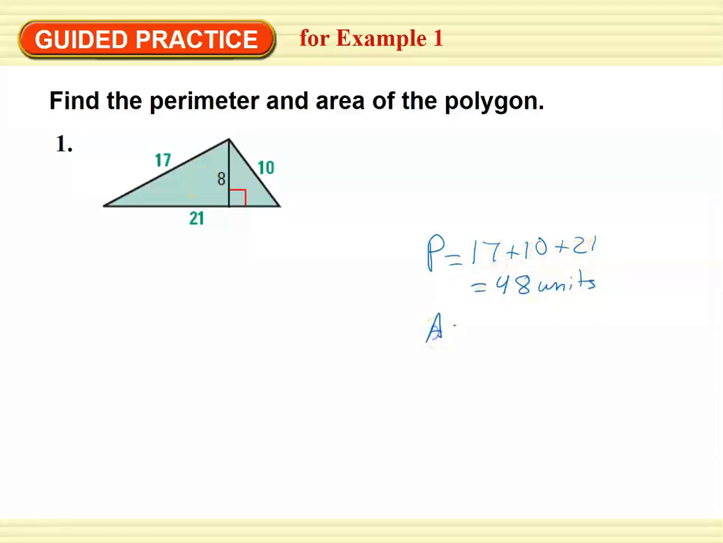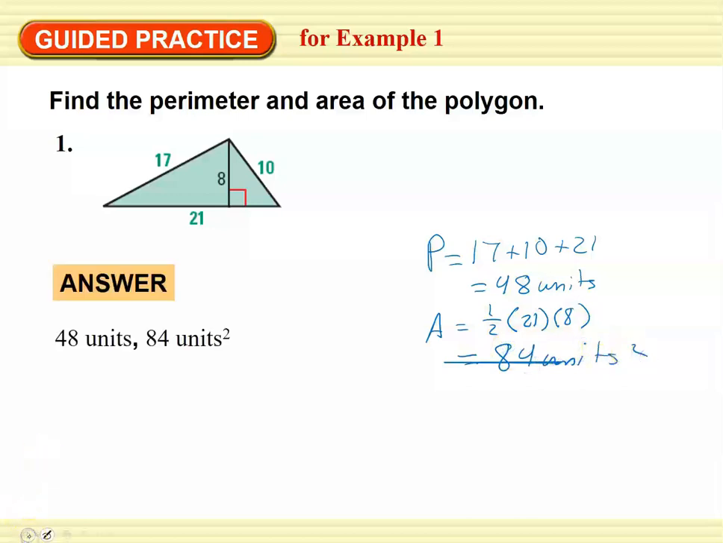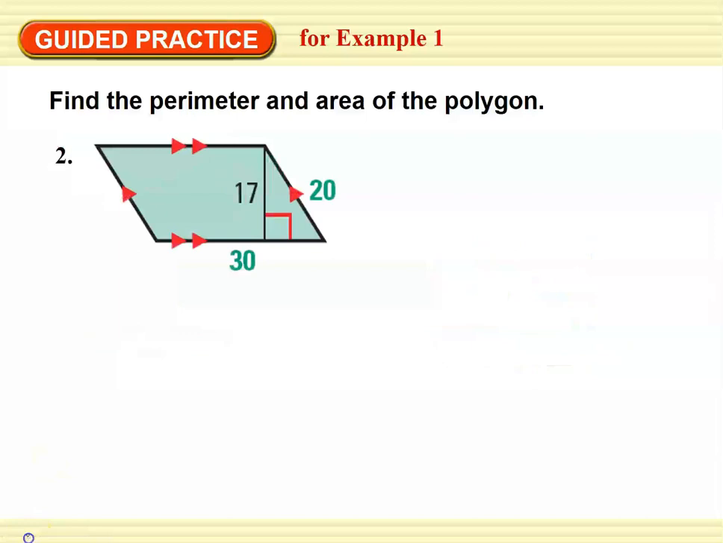And then for area, area is half of base times height. The base is 21. The height is 8. And then multiply that, and you will get 84 units squared. Remember that perimeter is just units, area is units squared.